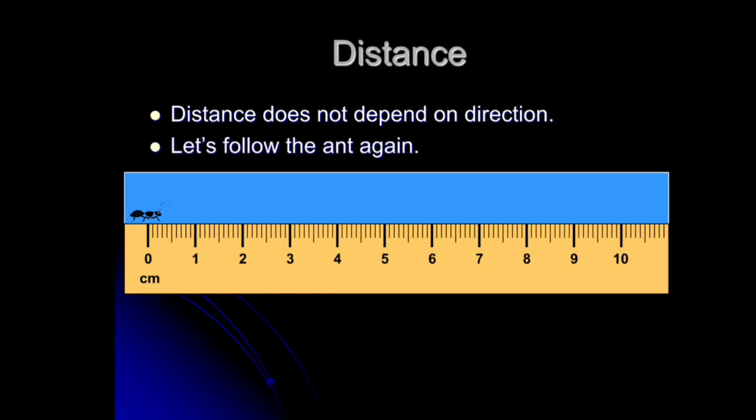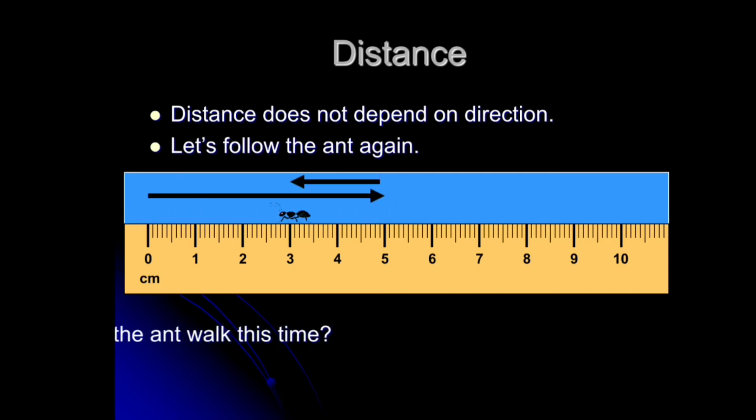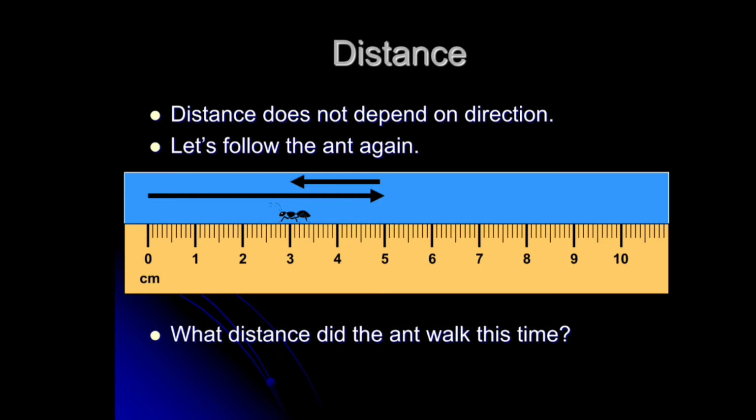Let's follow the ant again. Now, what distance did the ant walk this time? It is 7 centimeter.